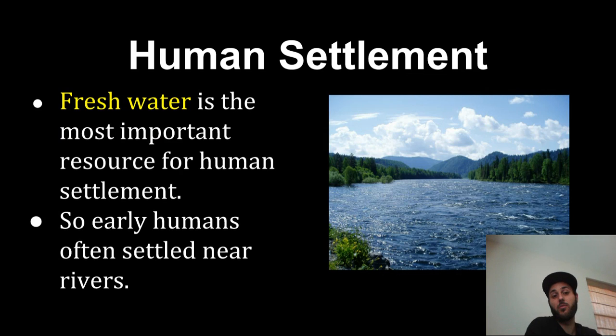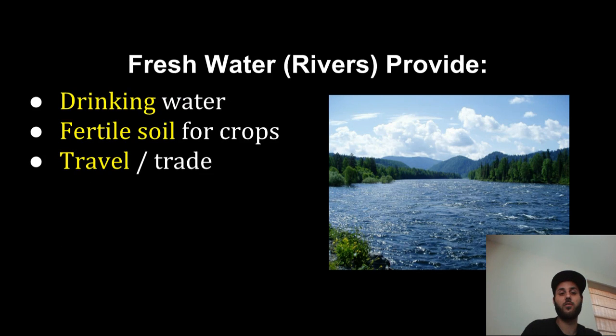However, places with fresh water are the best place for humans to settle because fresh water is a very valuable resource for a couple different reasons. First of all, it provides people with drinking water. Second of all, it provides crops with fertile soil so people can grow crops and have food to eat. And also, rivers can be used to travel on and trade goods with.